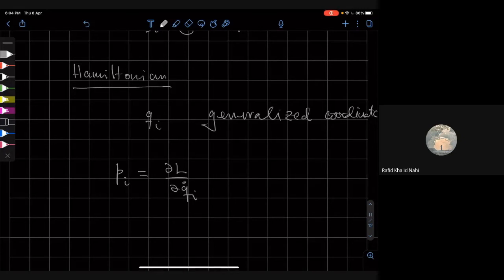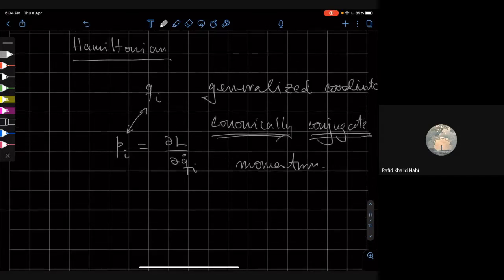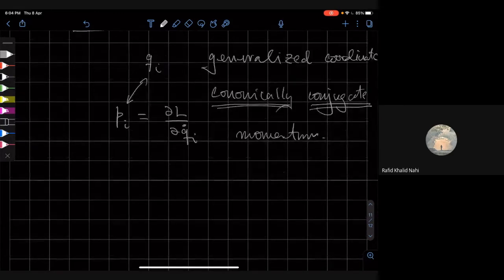And this is called the canonically conjugate momentum. Okay? So conjugate means it's married to something. What is it married to? It's married to this coordinate. And it's married canonically, married according to the law. So it's kind of weird language, but anyway, it is what it is.